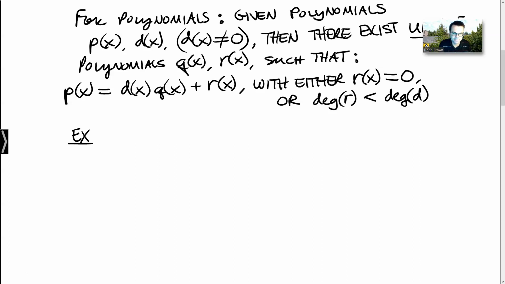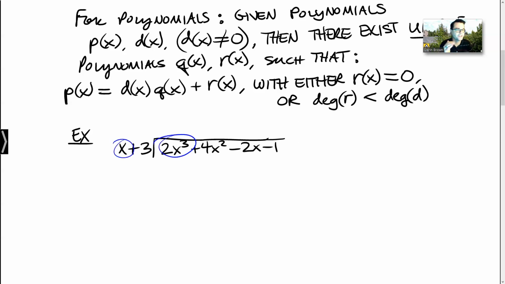So let's divide x plus 3 into 2x cubed plus 4x squared minus 2x minus 1. Okay, so again, this should be reviewed, but I'm going to go through the steps. You look at the leading terms. So I want to ask, how many times does x go into 2x cubed? So really it's saying divide 2x cubed by x. What do I have to multiply x by to get 2x cubed? Well, that's going to be 2x squared. So 2x squared.